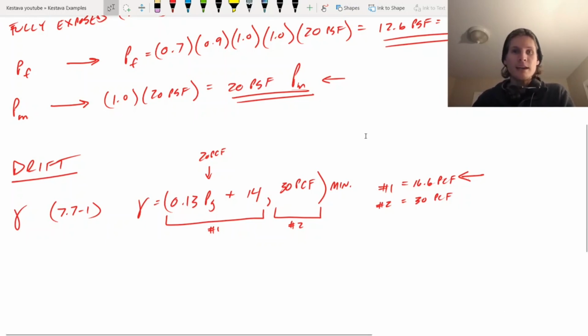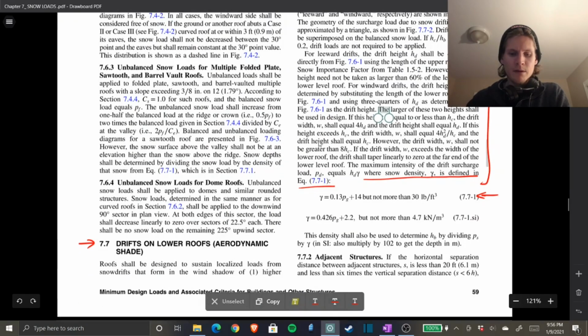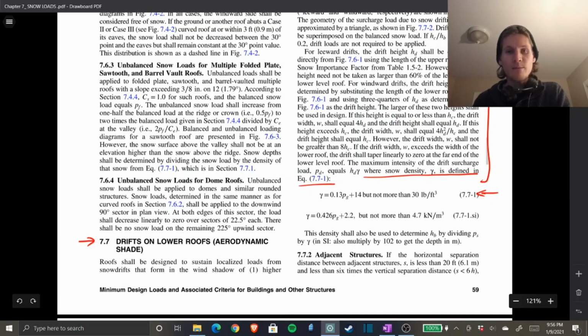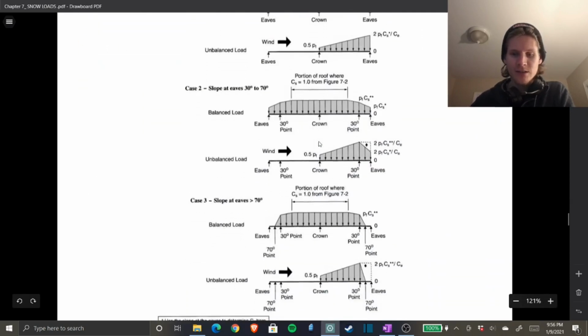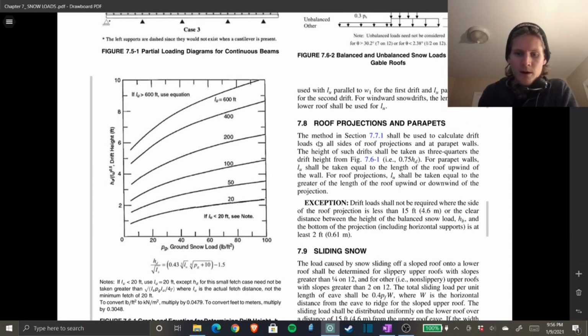the ASCE 7, Chapter 7. I did say that you're going to be spending your time mostly in 7.7, but what I do want to show you is, moving forward, we do technically have parapets that we're designing for our drifts. And there is a specific section, as we scroll down here, specifically for, boom, parapets. So chapter 7.8.